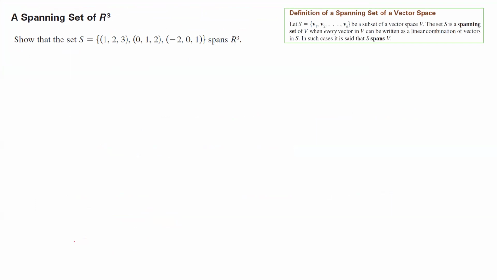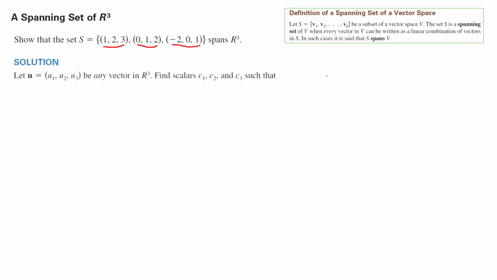So what is a spanning set for the space? We want to show that this set S, including three vectors, (1, 2, 3), (0, 1, 2), (-2, 0, 1), spans the space. What's the meaning of that? It means that if I take any random vector from the space, I can write that as a linear combination of these three vectors. So let us begin, everybody.